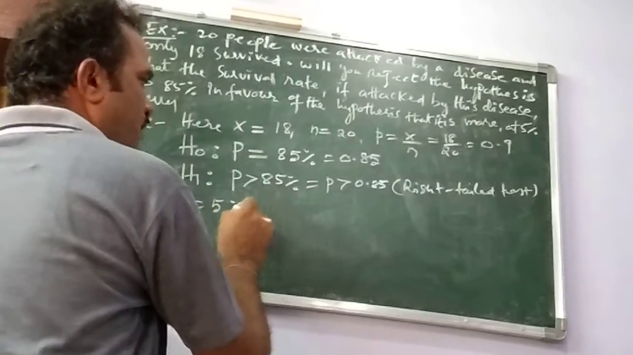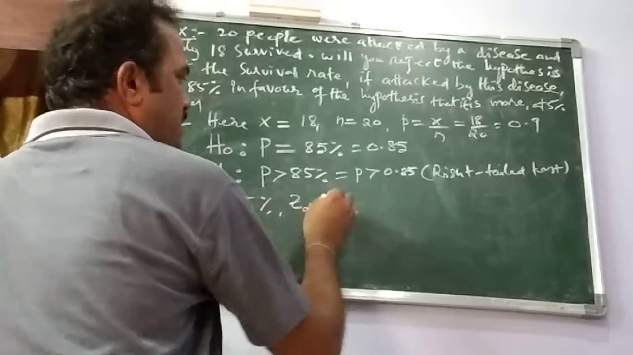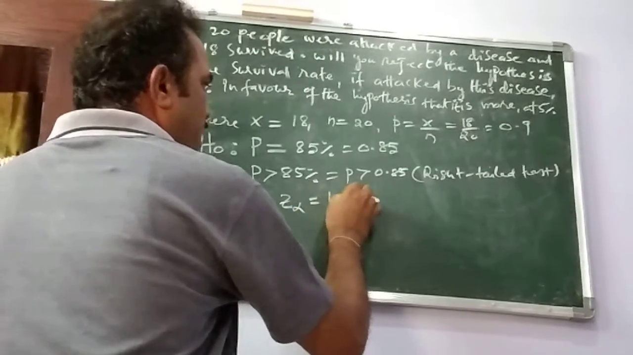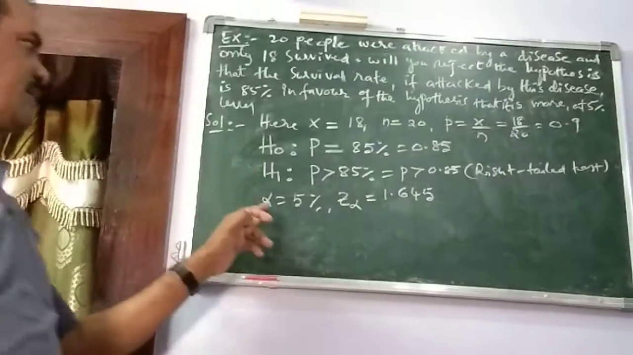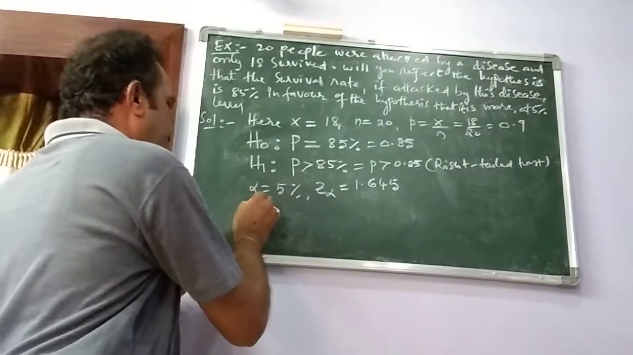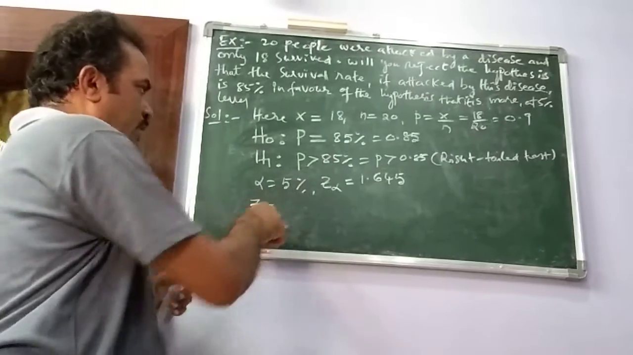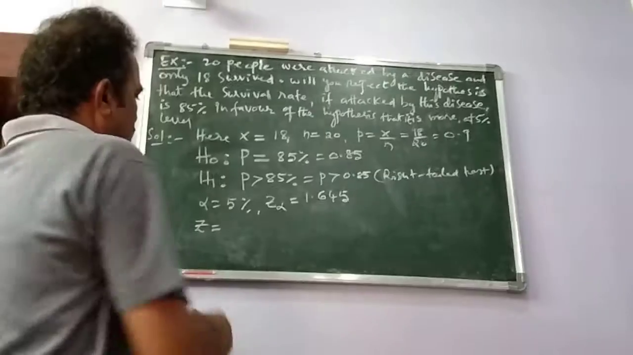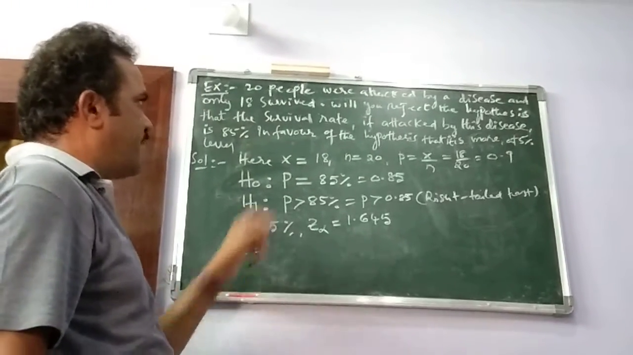And collect the Z alpha value. What is the Z alpha of a right tailed test at 5% level of significance? 1.645. This is the critical value at 5% level of significance for this problem. And take the formula of the test statistic. We can apply any formula. We have two formulas for the single proportion, so collect the test statistic formula.